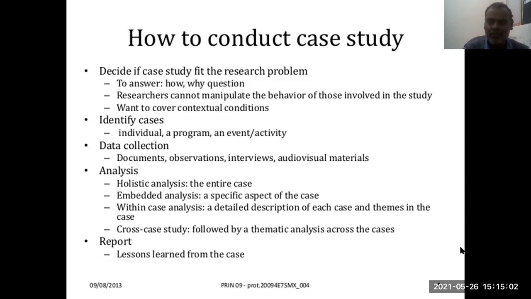Then the second step: if case study is going to fit your research problem, then you need to identify relevant cases, for example individuals or programs, events or activities. The third step is the data collection process. You need to decide what kind of data you are going to collect, whether document analysis, observations, interviews, or audio-video materials.